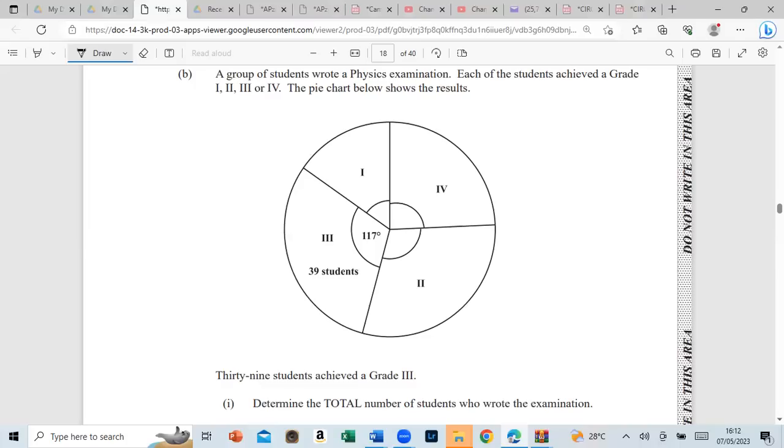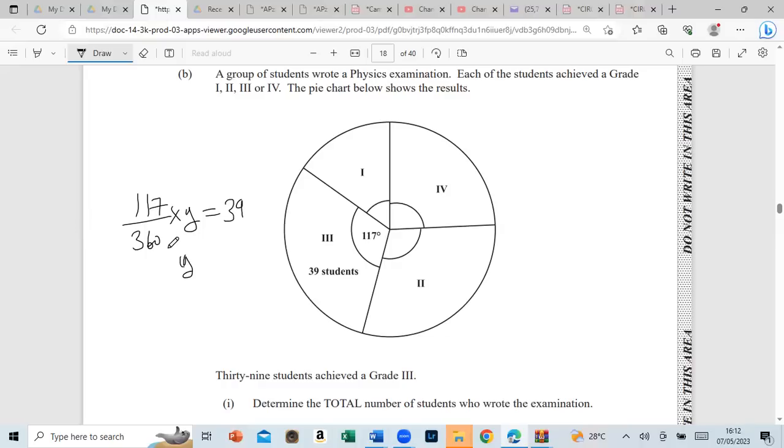All right, let's go. So this represents 117. So 117 out of the 360. What did you guys get? 117 out of the 360 times the total. We don't know what the total is, so we're going to use y to represent it. All right, and that gives you 39. So all we have to do is now transpose. So make y the subject.